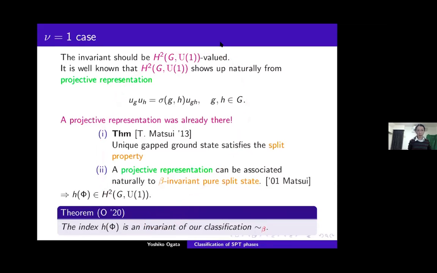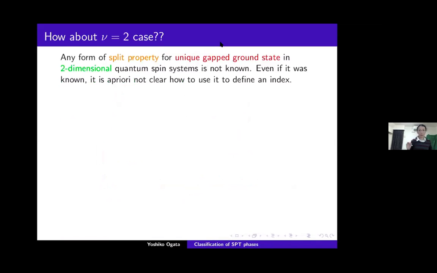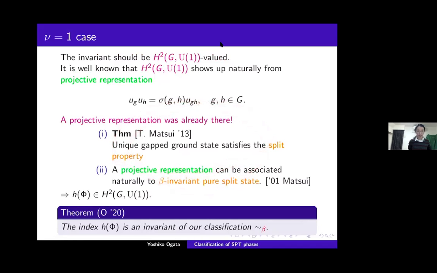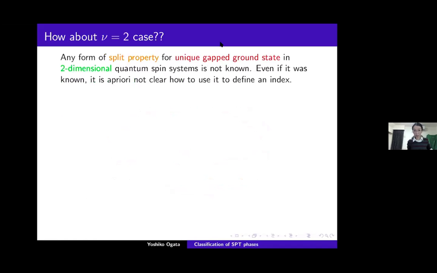So having that, now I want to think about higher dimensions. So I decided to start from two dimensions. So how about the two-dimensional case? Then immediately we face some problem. That is the lack of this great result by Matsui. That is, we do not have any form of split property for a unique gapped ground state in two-dimensional quantum systems. At least I do not know of one. And to be honest, even if it was known, a priori it is not clear to me how to use it to define an index. So I faced some problem.